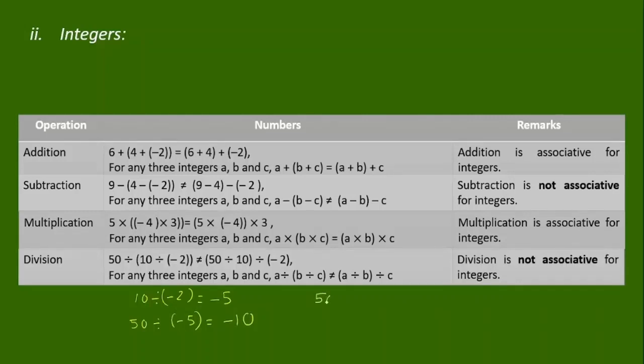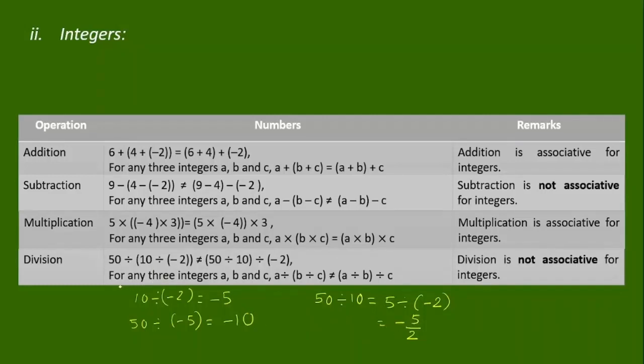Now for the RHS, we have 50 divided by 10 inside the bracket. So this is giving us 5. Okay, now 5 divided by minus 2, what will it be? It will be equal to minus 5 upon 2. Now you can again see that minus 10 is not equal to minus 5 upon 2. Okay, these two are not equal.